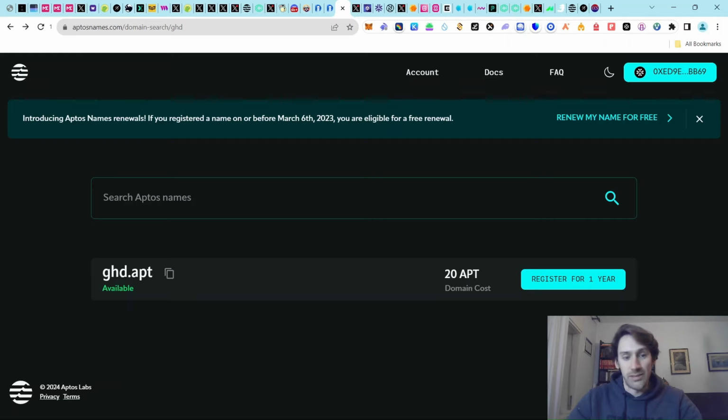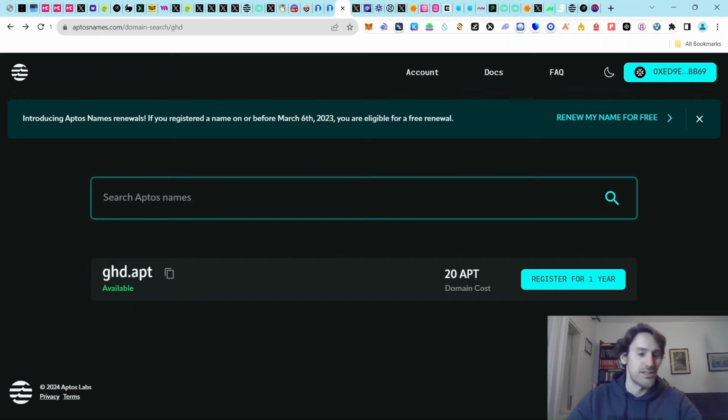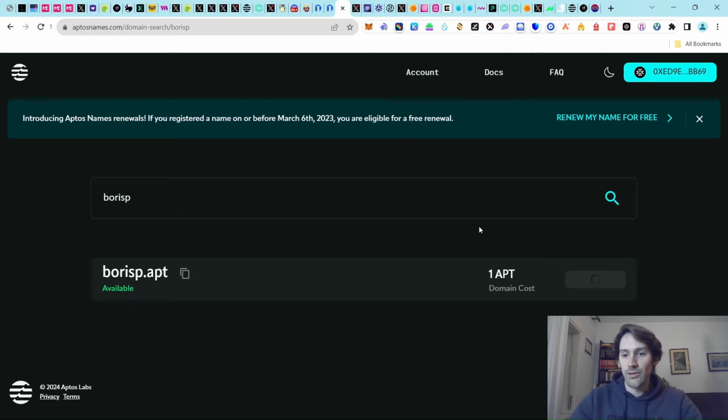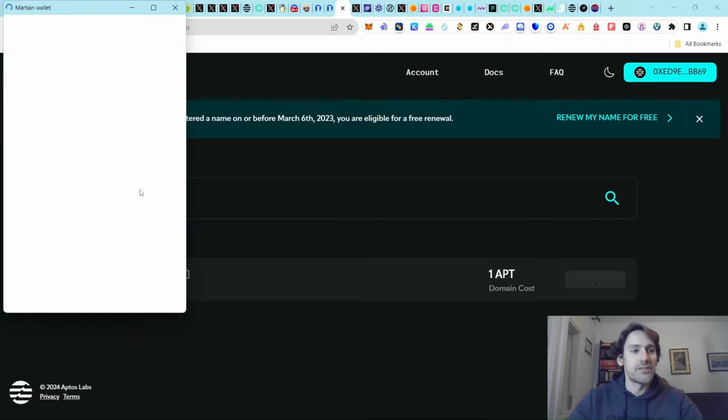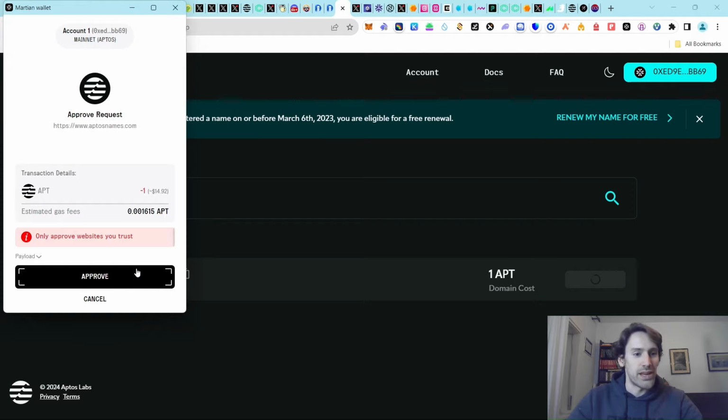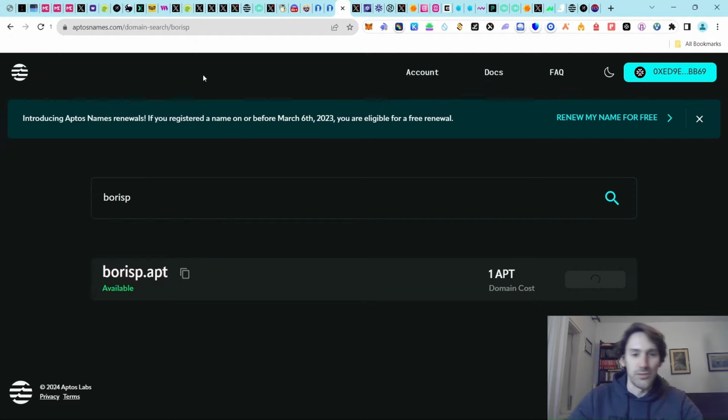register our domain name. As it always goes with these domain services, the shorter domains cost more, and at 3 digits, you're going to pay 20 Aptos, but starting from 6 characters, you're going to pay only 1 Aptos per domain. So we're going to do that, and you go register for 1 year, and after the confirmation goes through, we have our domain name. As you can see, the transactions on Aptos are super cheap.